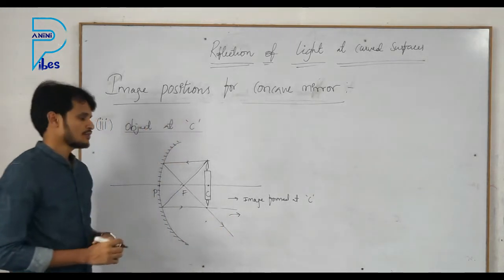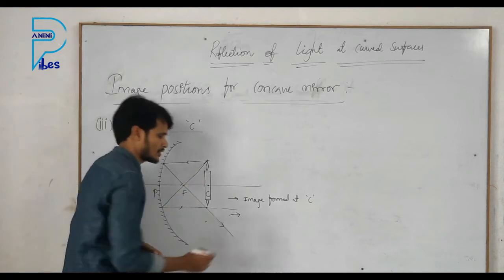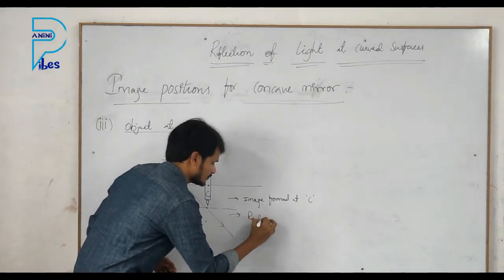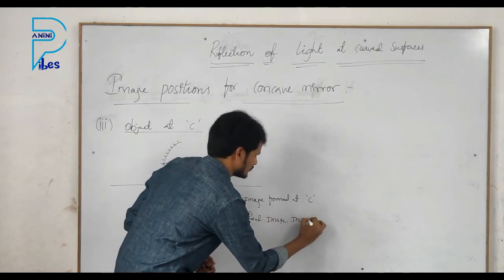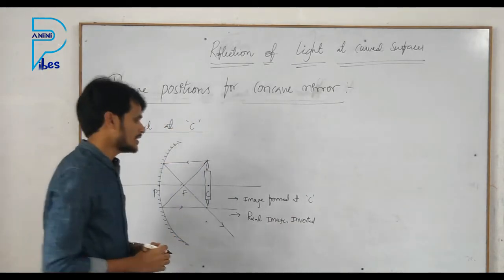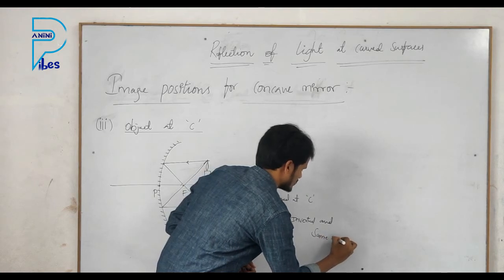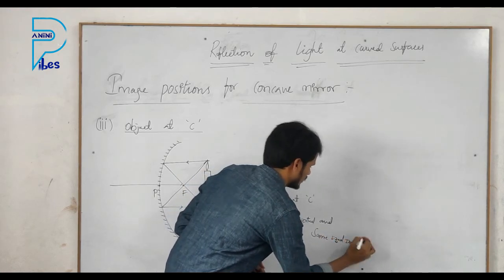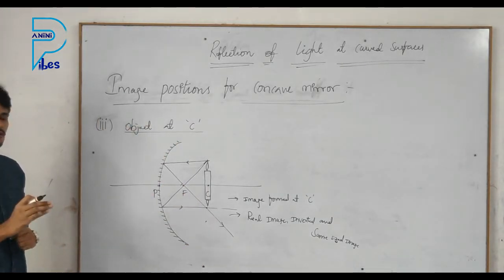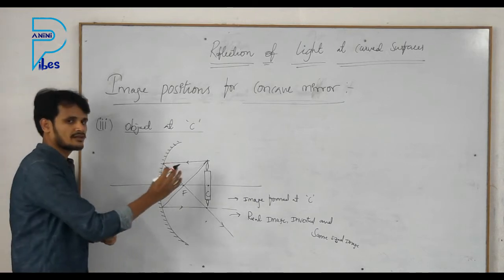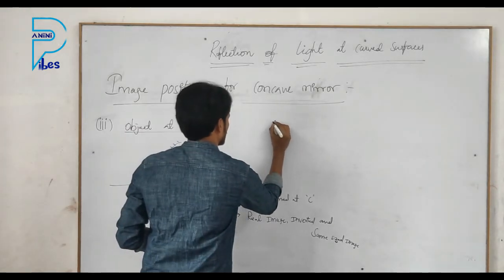Write the characteristics. Which type of image is it? It's exactly a real image. Already it is forming on the screen. So a real image, inverted, and same size. Only in this one case do we get an image of equal size. The object size and image size are similar when we place the object on the center of curvature. Let's move to the fourth position. What is our fourth position after C?